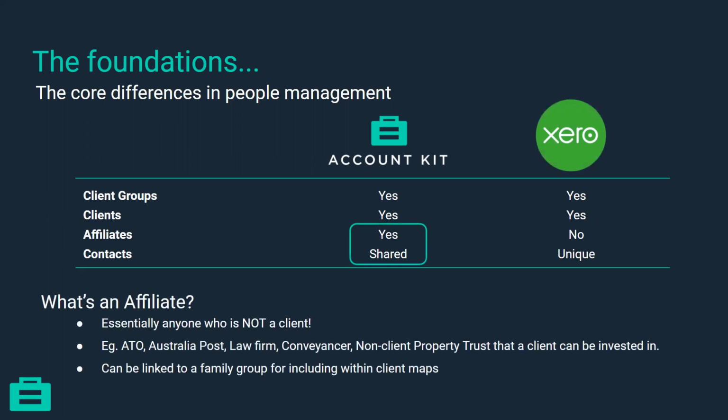That could be Australia Post, it could be a law firm, it could be a non-client property trust that a client is currently invested in. These are relationships we might want to establish within a structured diagram, but we don't want them to mess up our other client data. So we can then link the affiliates back to our client groups within the client map. Now, contacts we also merge together, but that's something we take care of in another training session.